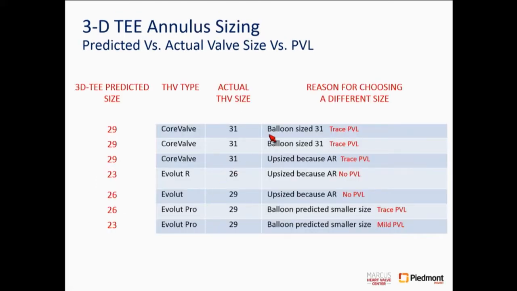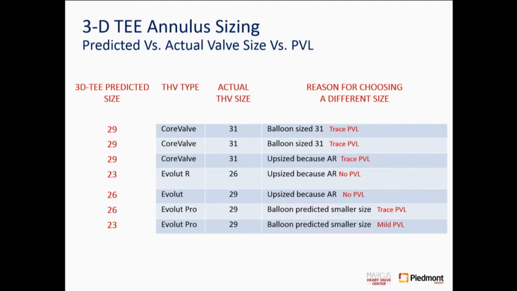And when we looked at the causes of discrepancy, one thing that always seemed to happen was that we had not included the sinus of Valsalva diameter in our valve sizing by 3D TEE. And that was an important factor in undersizing for the CoreValve.